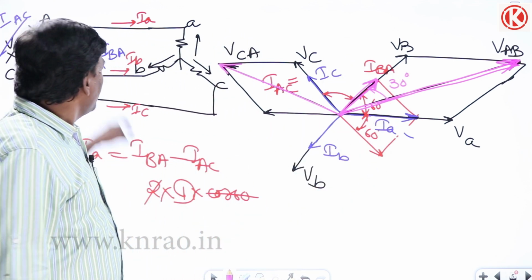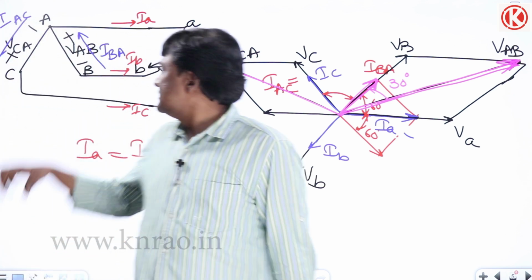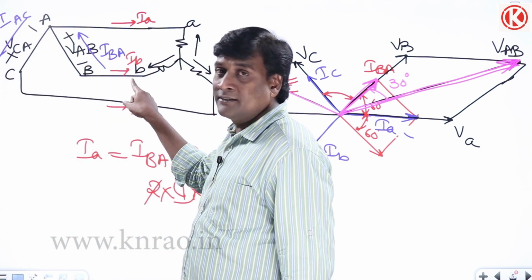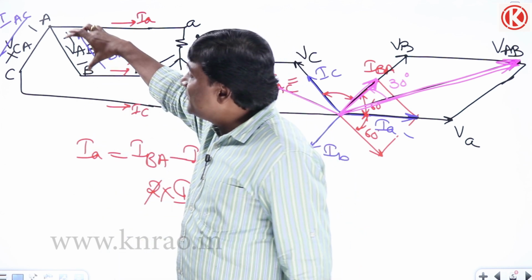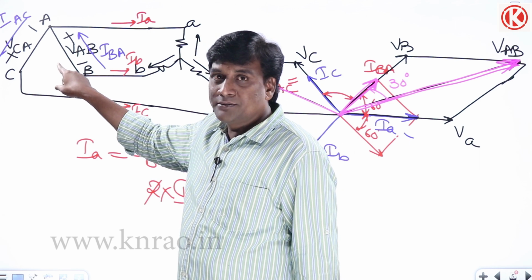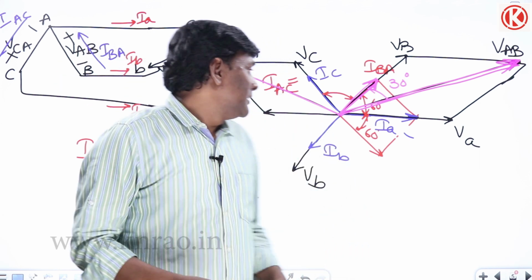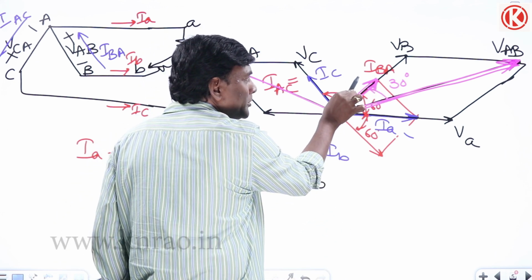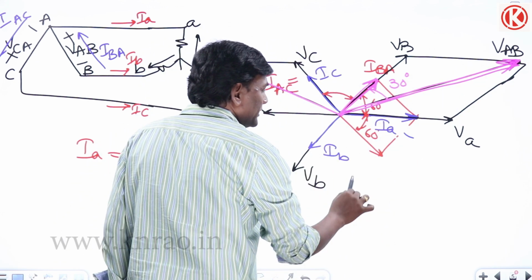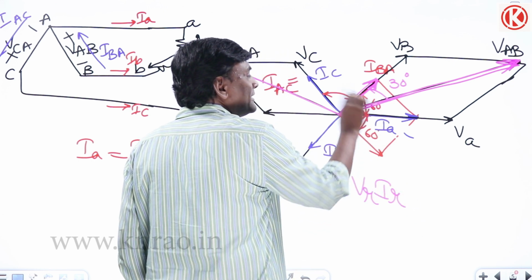If I think this is rated voltage and this is rated current, then how much is the kVA supplied by this to the transformer? Basically, rated current is flowing through this, and at the same time rated voltages are there. So it is going to be rated voltage, rated current at an angle of 30 degrees lead.